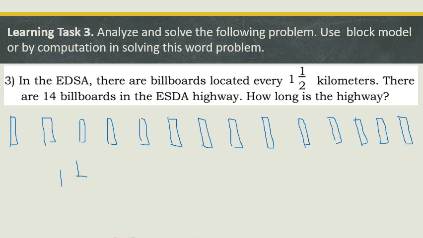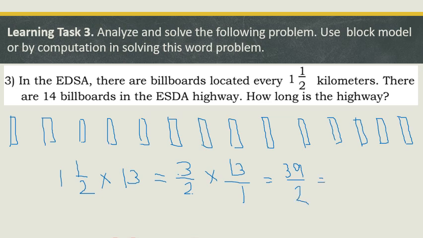So, 1.5 times 13. Paano nga po uli isosolve yun? Yung 1.5 gagawin nating improper, kaya siya magiging 3 halves times 13 over 1. So, magiging answer natin dito is 39 over 2. Or, kapag ginawa nating mix, ito po ay magiging 19 and 1 half. So, ito yung distance from the first billboard to the last billboard. So, 19.5 kilometers.